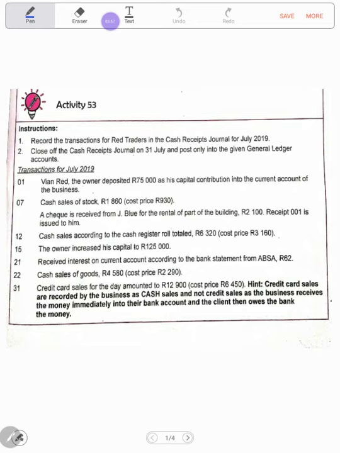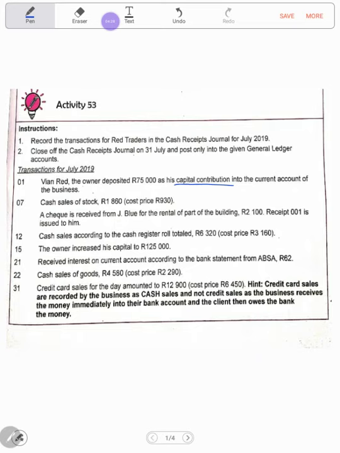V Red, the owner, deposited 75,000 Rand as his capital contribution into the current account of the business. Alright, remember when the owner deposits money into the bank account, it is known as capital. So we know that it goes to the CRJ because it's money that is being received by the business.